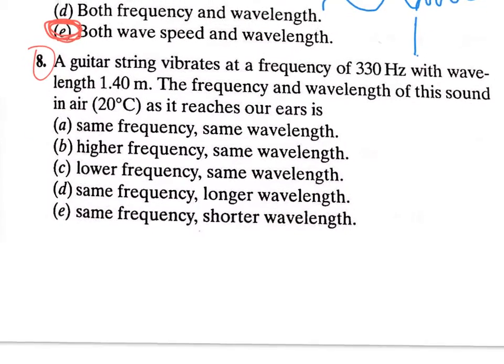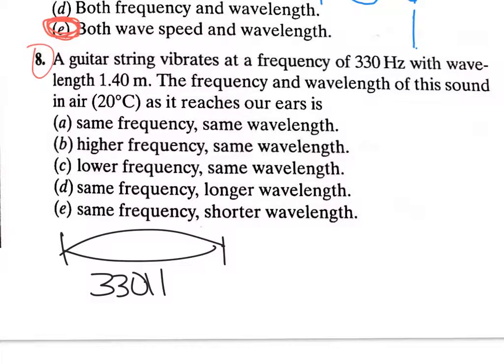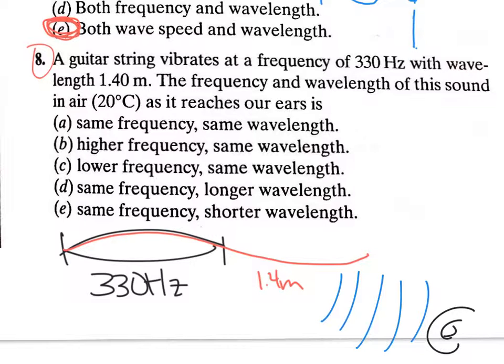Part 8. I think we're going to do a little calculating here. A guitar string vibrates at a frequency of 330 hertz. So I'm drawing this, 330 hertz with a wavelength of 1.4 meters. That is 1.4 meters. Find the frequency and wavelength of this sound wave in air as it reaches our ears. So the string moves back and forth, and that moves air molecules back and forth, and the sound waves reach out to our ear. So sound waves like this. And this question is asking about these, not this, frequency and wavelength of the sound wave in air, and they give us 20 degrees Celsius, meaning we can assume the speed of sound is 343 meters per second.